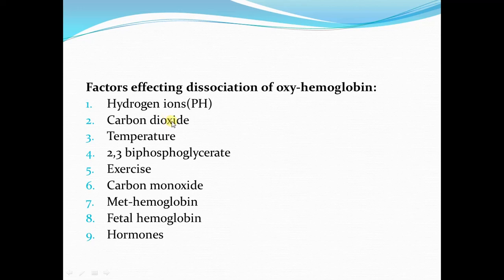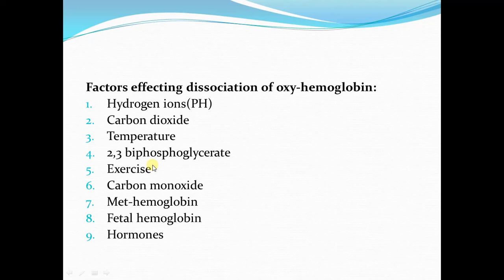Again, this factor will shift the curve to the right side, and then more heat production increases the temperature in the muscles, which also shifts the curve to the right side. Moreover, during exercise, the formation of 2,3-BPG is also increased. So all these factors in exercise will shift the curve to the right side, and there will be more delivery of oxygen to the tissues.